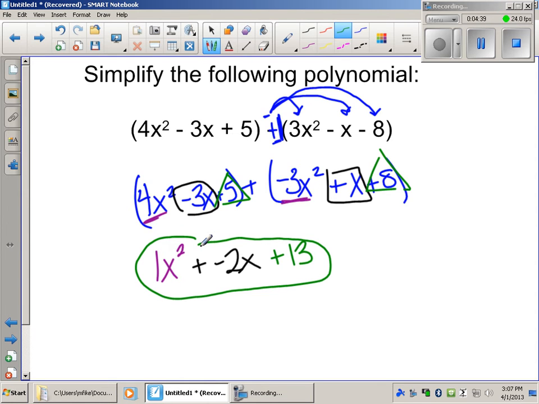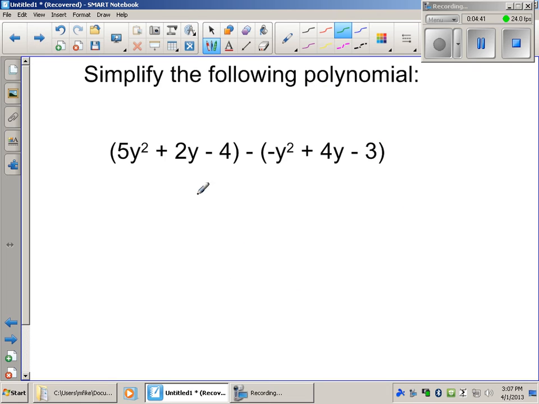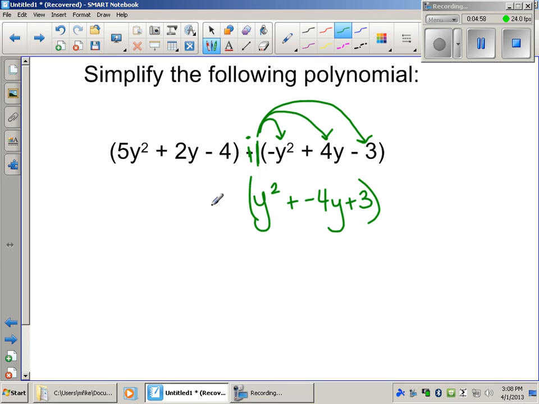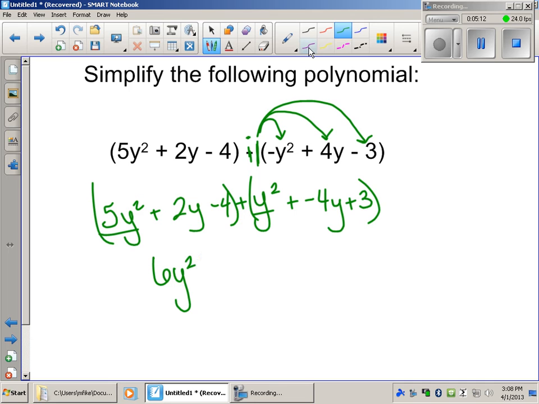Next. Again, remember that this is a plus a negative 1 out here. So you distribute the negative 1 to everything on the inside. So you have a positive y squared, a negative 4y, and a positive 3. And you just add that to this first polynomial. Combine your like terms. 5y squared and y squared is 6y squared. 2y and a negative 4y is a negative 2y. And lastly, negative 4 and 3 is a negative 1.